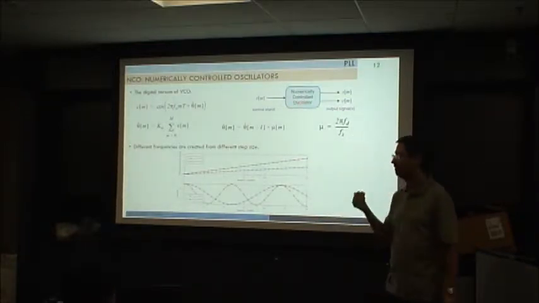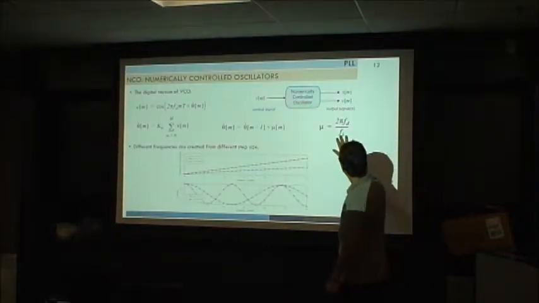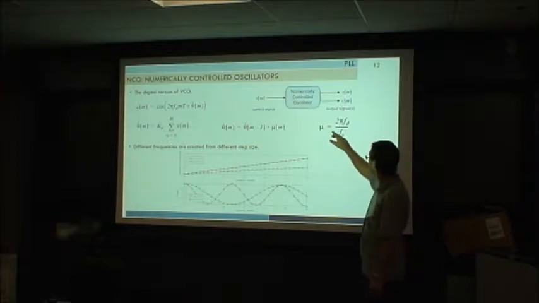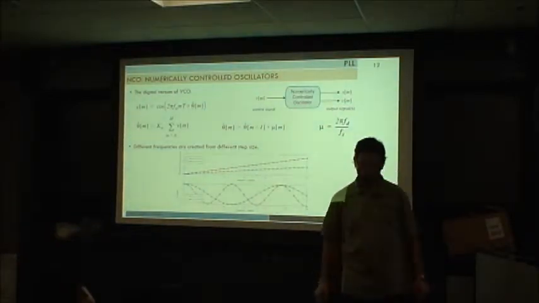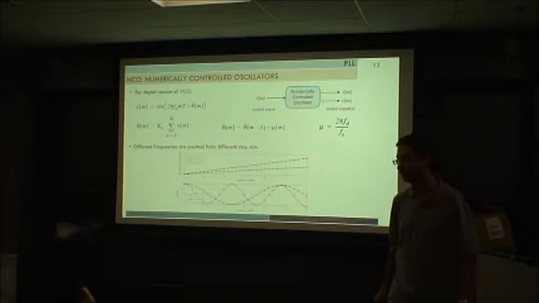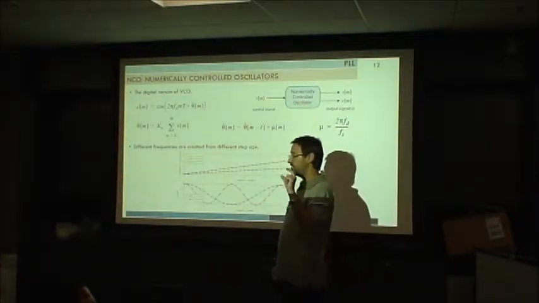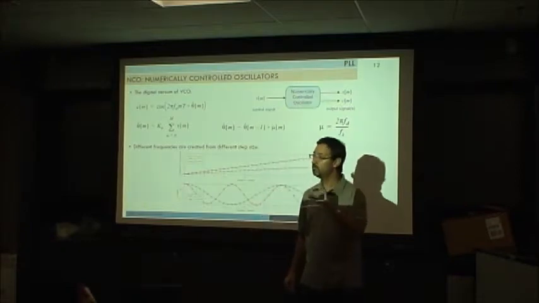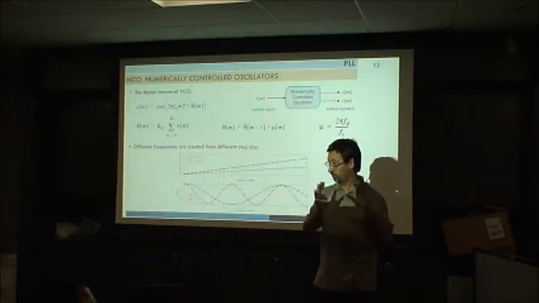How accurate we will be when we create that frequency depends on this formula. This d is the desired frequency that you want to synthesize, and this is the sampling frequency. So remember that. Is mu constant, is it fixed? We will see that mu has a fixed part that is constant, yes.